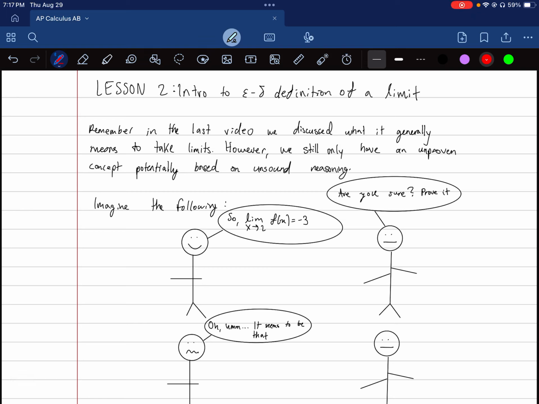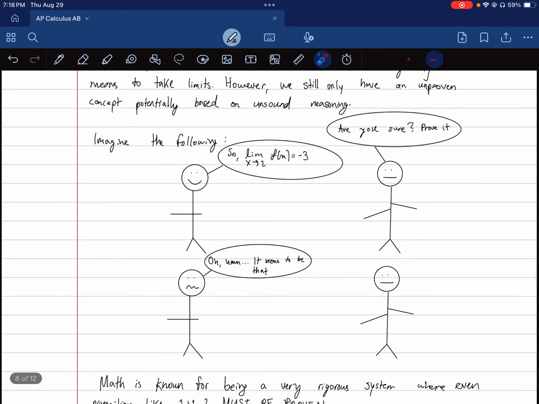Alright, hello, welcome back, and today we're going to be going into Lesson 2, Introduction to the Epsilon Delta Definition of a Limit. Remember in the last video we discussed what it generally means to take limits. However, we still only have an unproven concept that could potentially be based on unsound reasoning.